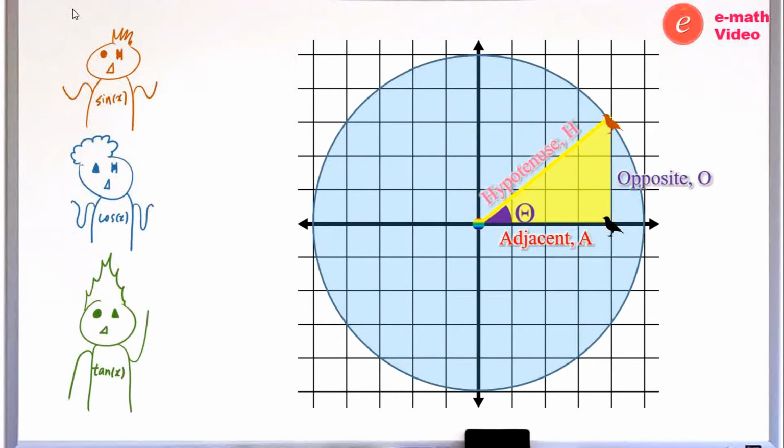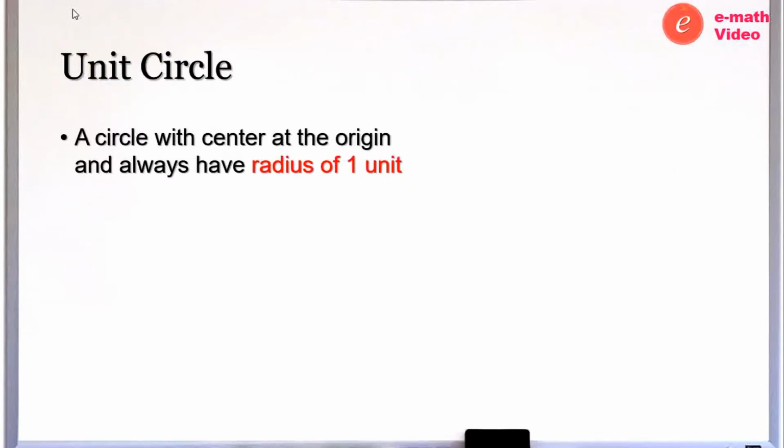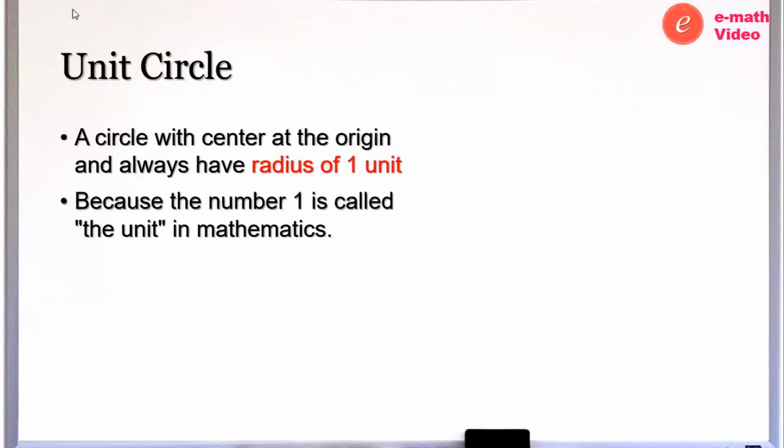So we call this a unit circle. By definition, a unit circle is a circle with center at the origin and always have a radius of 1 unit, because the limit distance that the beam can reach is 1 unit. Just kidding. It's actually because the number 1 is called the unit in mathematics, like unit vector, unit time.